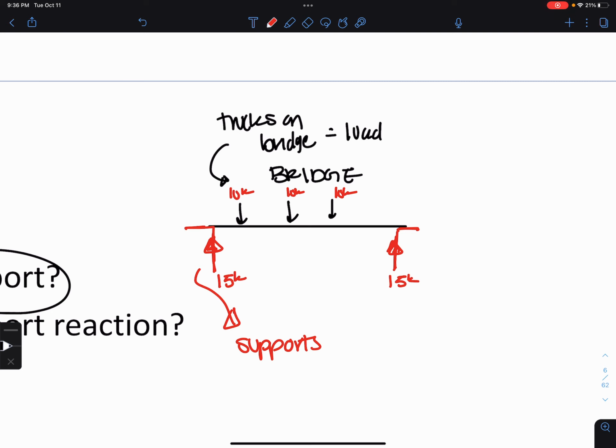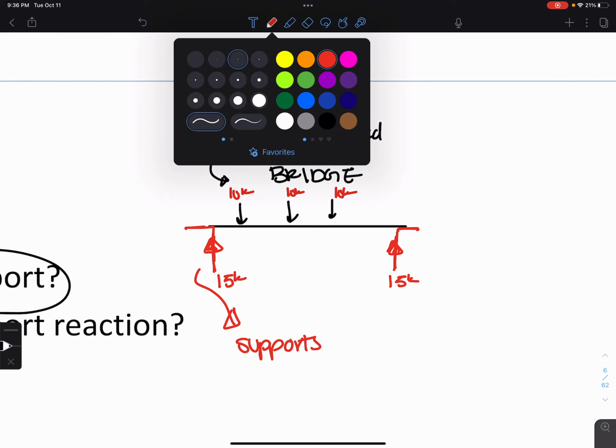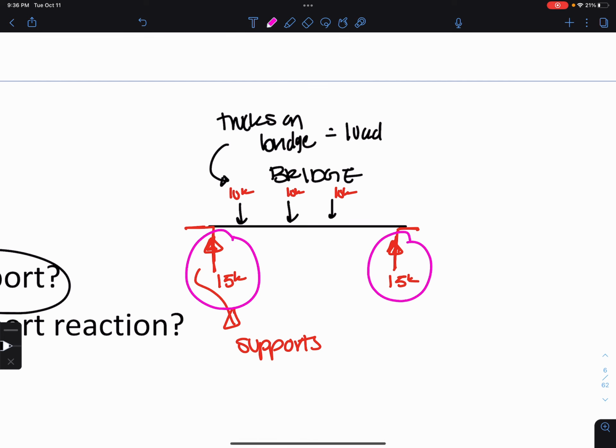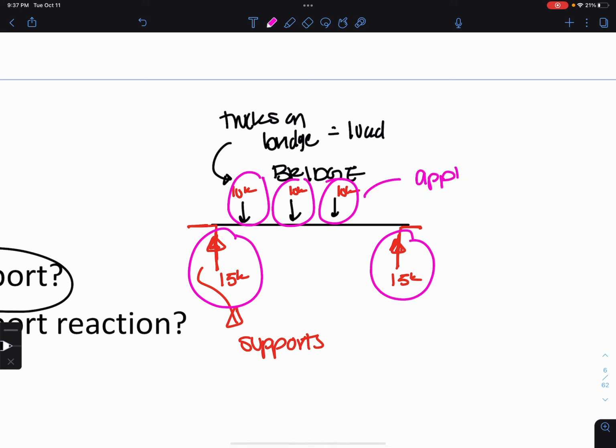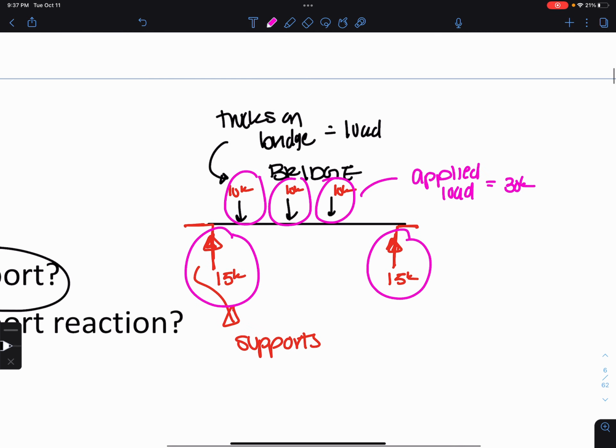So let's go back to this bridge example that I have for you. I told you that I have 30 kips of loading on top of the bridge. The support needs to come back like the normal force and give an equal and opposite reaction. So we have two supports to give an equal and opposite reaction. The supports have to add up to the loading applied. So applied loading (30 kips), support reactions are 30 kips. And this has to happen to be in static equilibrium.